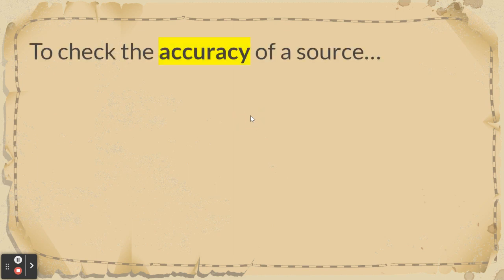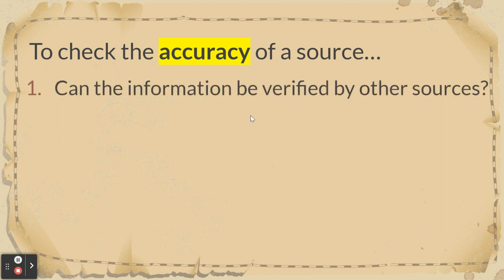To check the accuracy of a source, we must answer 4 questions. The first question, can the information be verified by other sources? So if we want to check the accuracy of the information we are reading in the source, we can check and verify with other sources on the same topic.